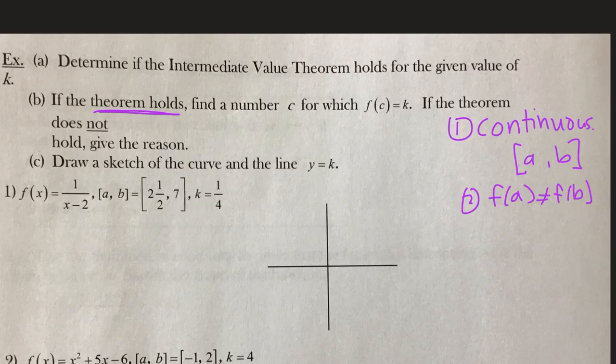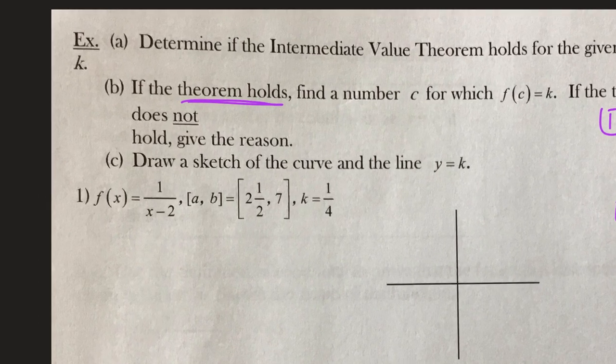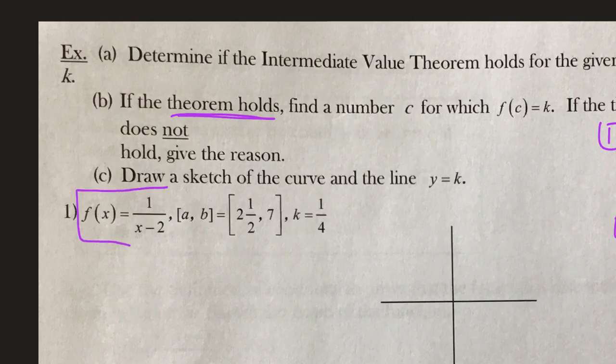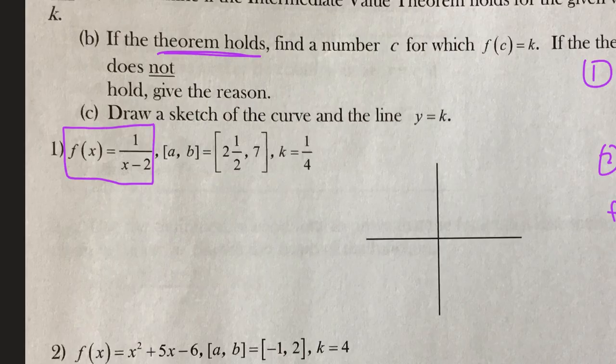And then we have to make sure that our value k is between those two endpoints, because if it's not between there, then there's no guarantee that the intermediate value theorem is going to work. These are the three things that we have to check in order to be able to use the intermediate value theorem. So here is our function, 1 over x minus 2. If we remember what that looks like, that is a rational equation that has a vertical asymptote through positive 2.